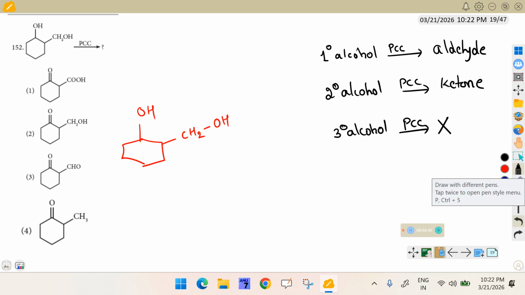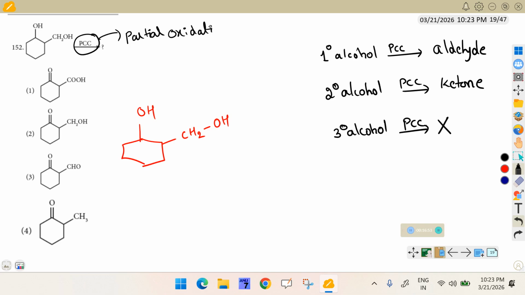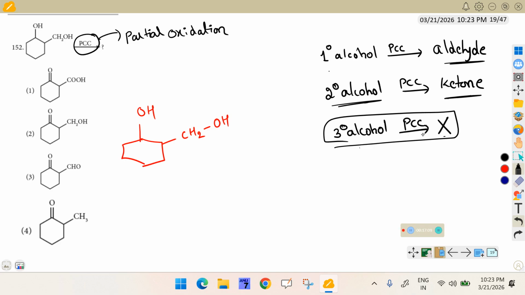Identify the product. PCC: partial oxidation takes place. PCC, PDC, CrO3, in all these cases, partial oxidation takes place. If it is a 1 degree alcohol, it is converted to aldehyde. 2 degree alcohols are converted to ketones. 3 degree alcohols do not react with PCC because PCC is a partial, weak oxidizing agent. That's the reason 3 degree alcohols do not react.